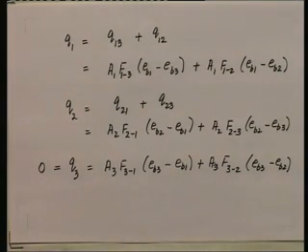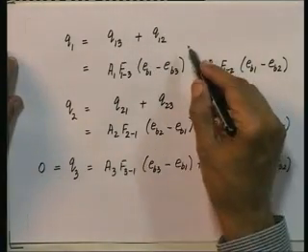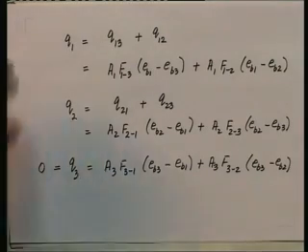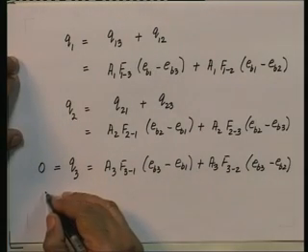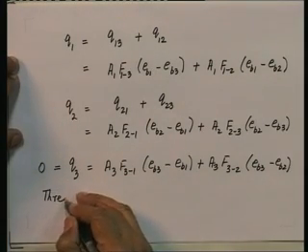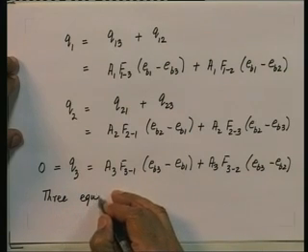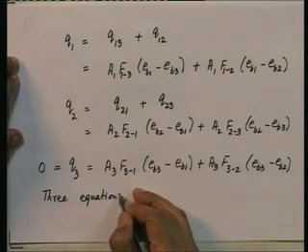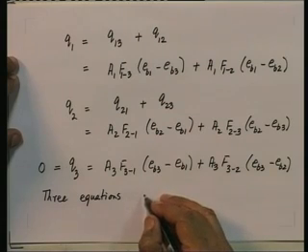So, I have 3 equations now, the first equation, the second equation and the third equation. I have 3 equations and 3 unknowns.